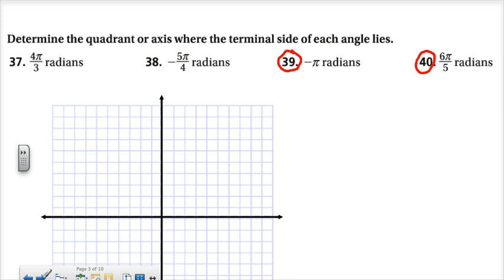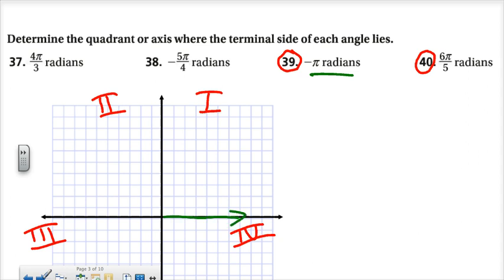Then for number 37 through 40, determine the quadrant or axis where the terminal side of an angle lies. You have to remember that because this was European, it goes counterclockwise. So those are going to be the quadrants going counterclockwise. And for 39, they're saying a negative pi radians. So we have, as always, our initial side on the positive x-axis. And what we need to do is swing that a negative pi radians, which would be clockwise 1 pi. And that would go right here.